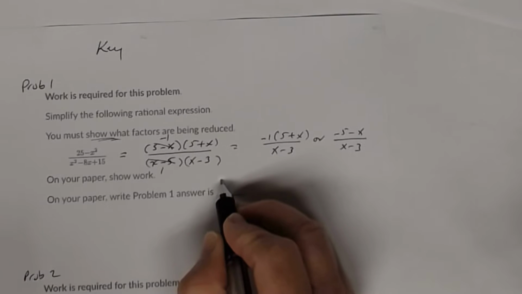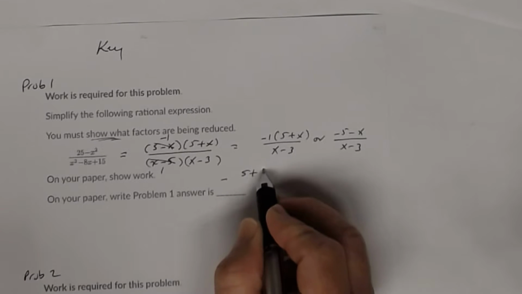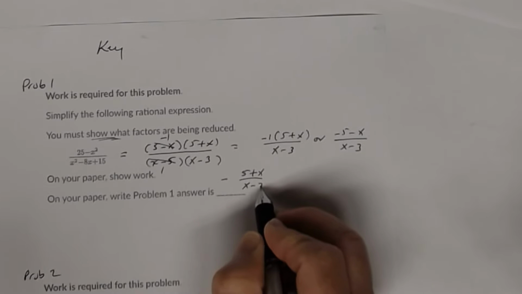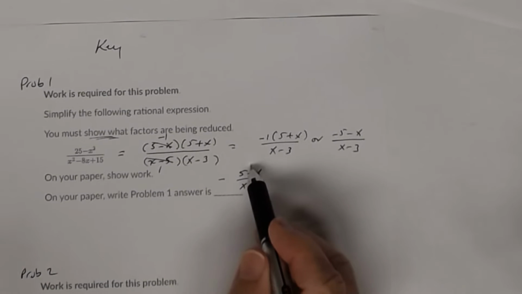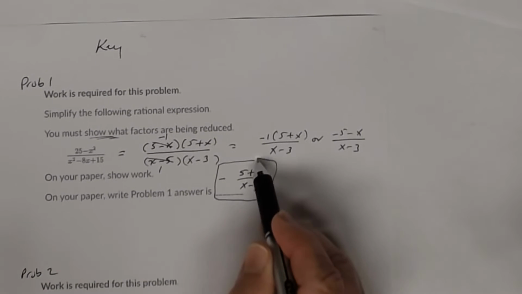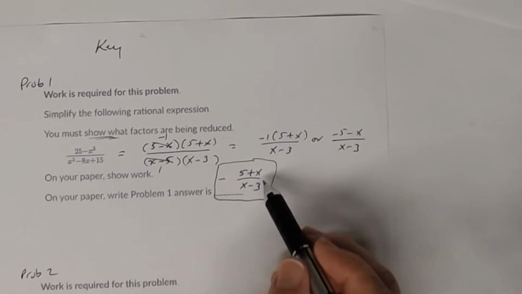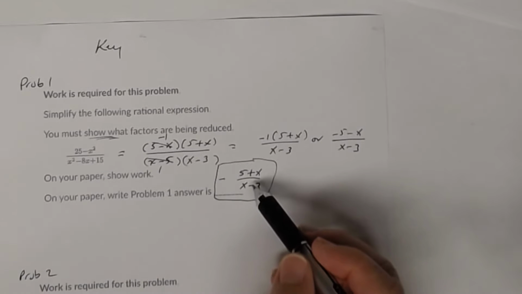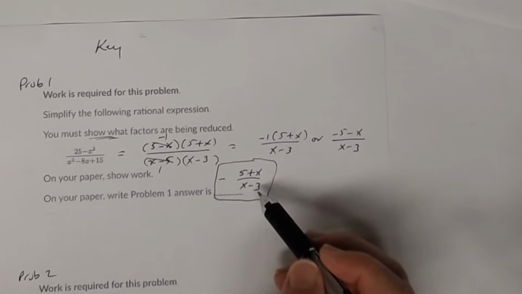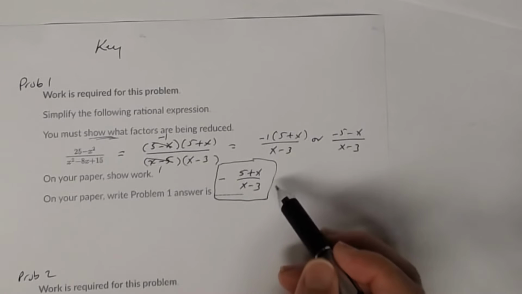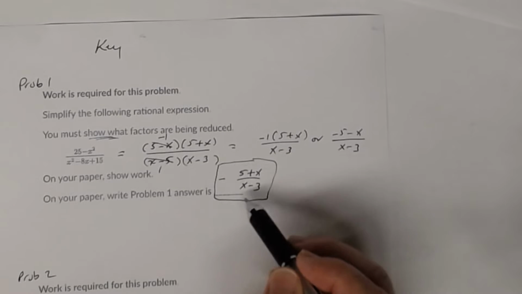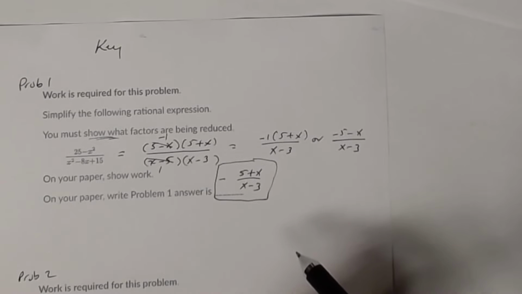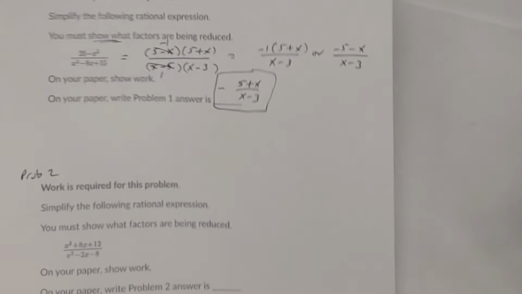So you basically have this, negative, and then the numerator is 5 plus x, and the denominator is x minus 3. So that is basically what you're going to see most of the time, almost all the time, when you're working these out. All right, but either one of those is fine, but this is the more preferable way to write the answer. All right, number 2, same thing.